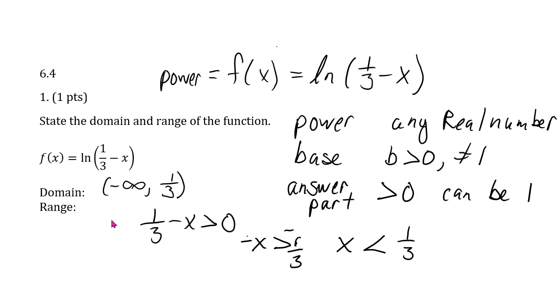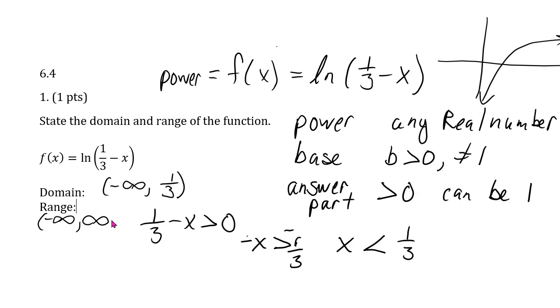The range of most natural logs is going to be from negative infinity to infinity, and that will be the same here. It goes forever in both directions. Remember what the graph of a typical one looks like, which is like this. This one, however, has been reflected across the y-axis because we have a negative on the x. It's also been shifted a little bit.